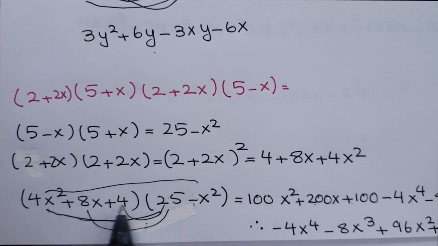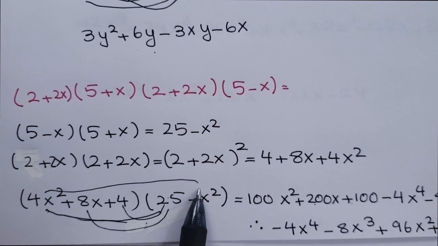So it's only a matter of preference if you want to start with the first or second bracket. Here I prefer to start with the second bracket. I start with the first term. 25 should be multiplied by each term. So 25 times 4x squared, it's 100x squared. 25 times 8x, 200x. 25 times 4 is 100.